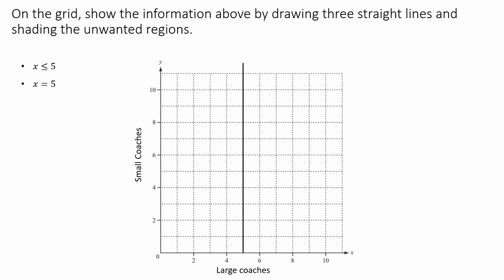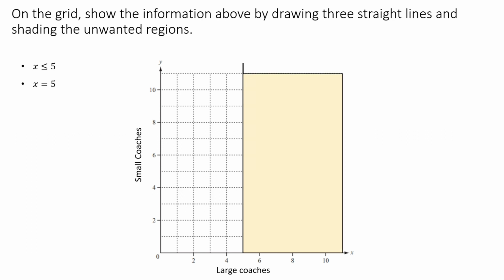Now we can draw it on the grid and shade the unwanted region, that would be all numbers greater than 5. Now we have 5x plus 3y is greater or equal to 30. And we're going to turn it into an equation by making 5x plus 3y is equal to 30. And we're going to get rid of 5x on the left side by subtracting it on both sides of the equation. 3y is equal to 30 minus 5x.